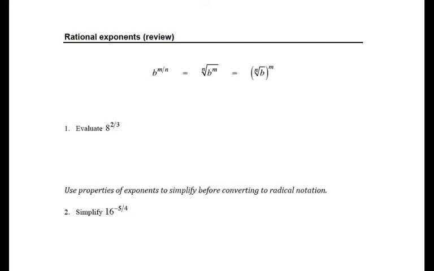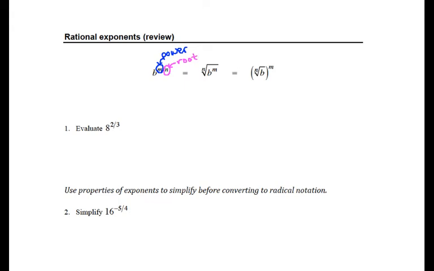Let's take a brief review of rational exponents. By rational exponents, what I mean is an exponent, like this m over n, that is a fraction. When we have a fraction for an exponent, we can convert this to radical notation by knowing that it consists of two pieces, a power, which is the numerator of the fraction, and a root. So the index of the radical is in the denominator of the fraction.